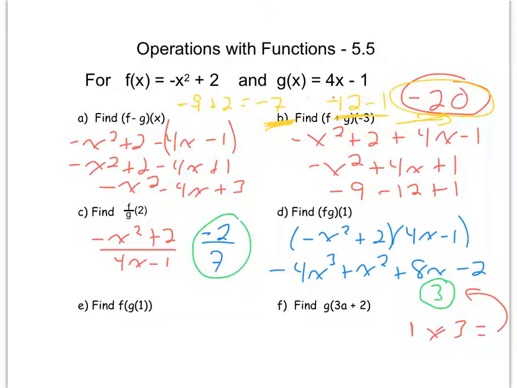Same answer. Okay, and for these last two, f, find g of 3a plus 2, and e, find f of g of 1. I will give anybody who emails me a correct answer for either one or both of these problems a bonus point for each one that you get correct. So you can get up to 2 bonus points if you send me 2 correct answers.